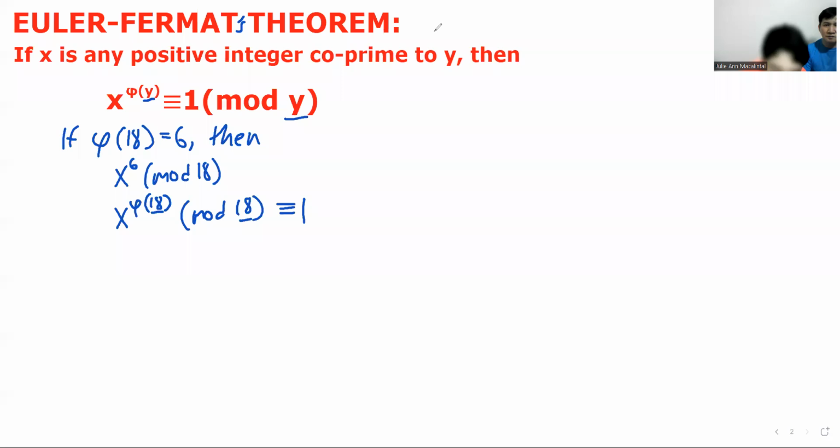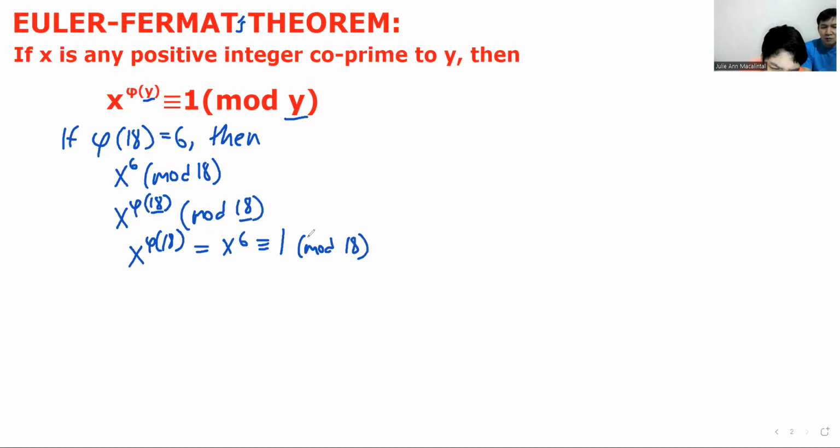So I will just put it here below because it won't be mathematically correct. x to the 6th, for x a totative of 18, is equivalent to 1. Those who are trying to learn will associate that x to the phi of 18 is equal to x to the 6, which is equivalent to 1 because of the Euler-Fermat theorem, modulo 18.